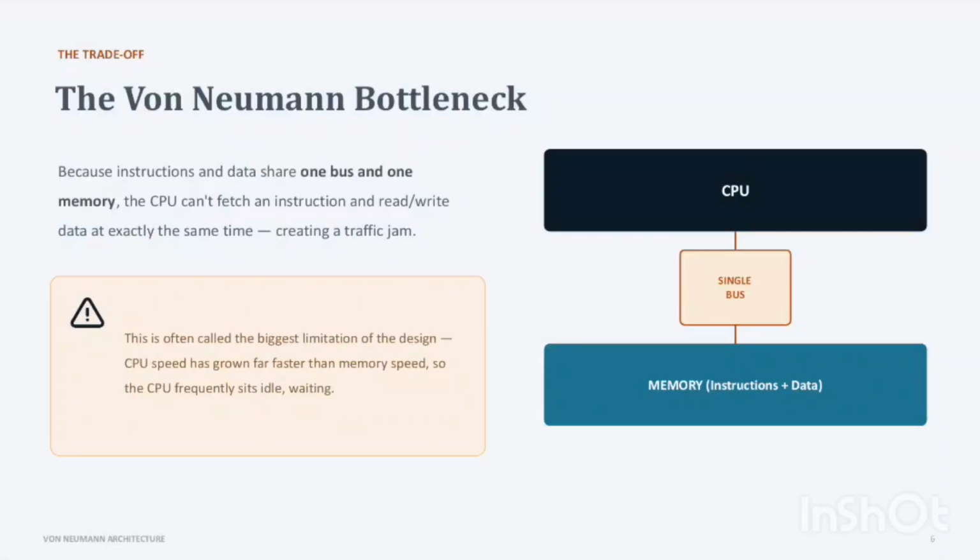But what is the bottleneck of von Neumann is, as both data and instructions share the same memory space, like one bus and one memory, the CPU cannot fetch an instruction and read or write data at exactly the same time. If it tries to perform them at the same time, then a traffic jam is created.